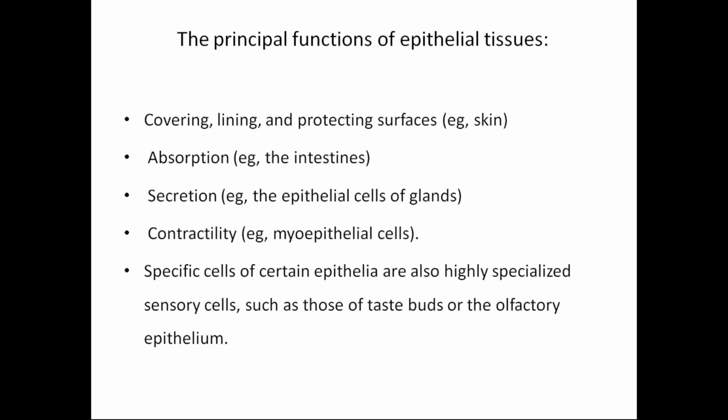Next, absorption. It helps in proper absorption in the intestine. You know, the small intestine is the principal site of absorption. So this intestine is lined by epithelial cells. This columnar epithelium helps in absorption and secretion. Glandular cell is one type of epithelial cell. So epithelial cells of the gland have the capability of secretion. It's a special characteristic of the gland.